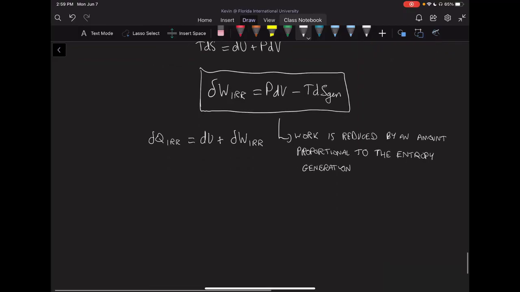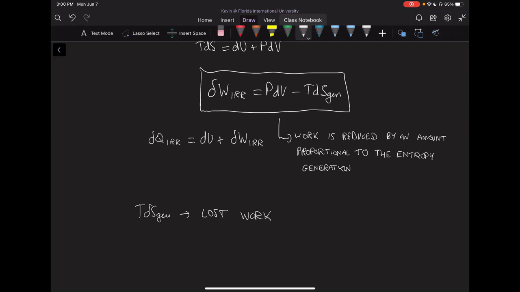So TDS gen, the term TDS gen altogether, is also sometimes called lost work. And this lost work is not a real energy, but it's a lost opportunity to extract work. Okay, so it's a lost opportunity to extract more work from the system.